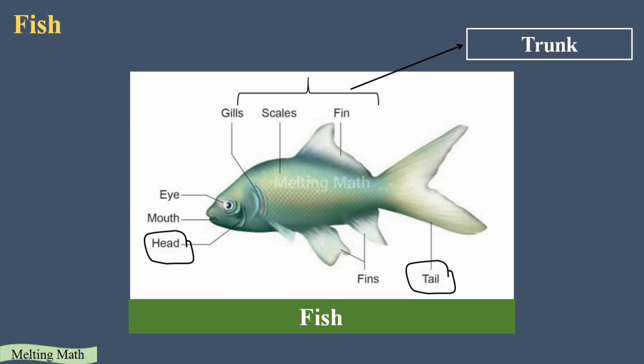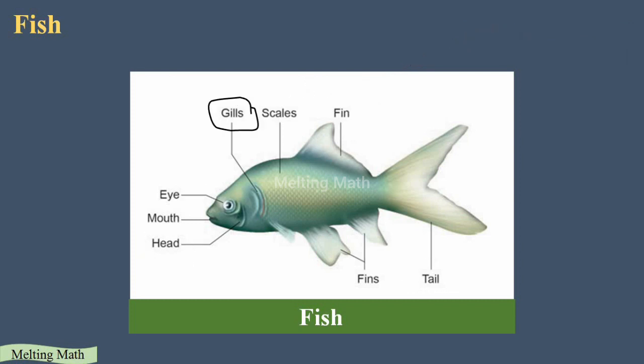Next, see the gills. Here you can see the gills organ. This is a special organ. This is a respiratory organ for the fish. Fish can respire in the water. It absorbs oxygen through the water. Yes, fish can breathe inside the water by using this gills organ. So these are special organs which occur specially in the fish. So we call it an adaptation.